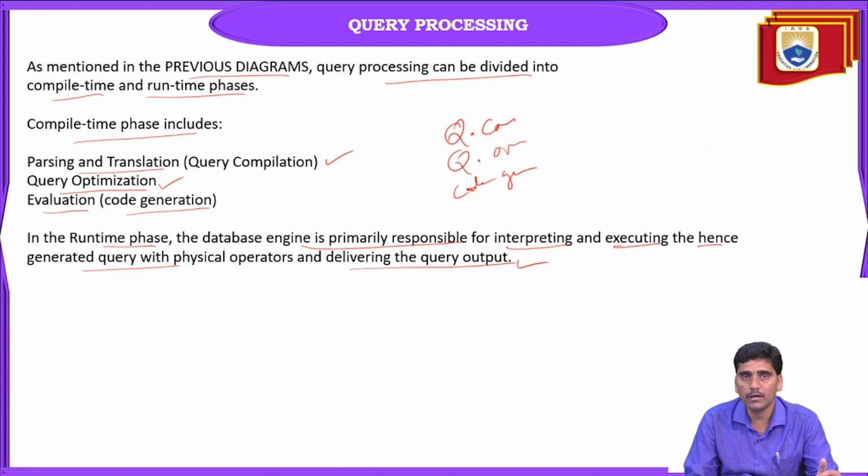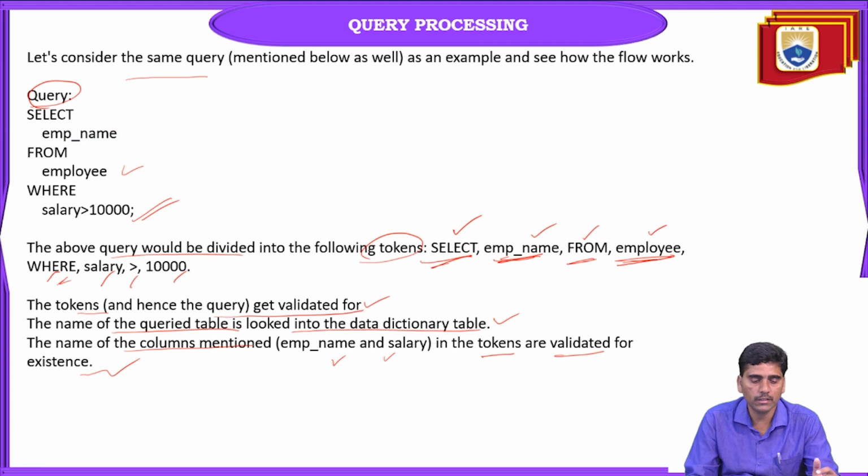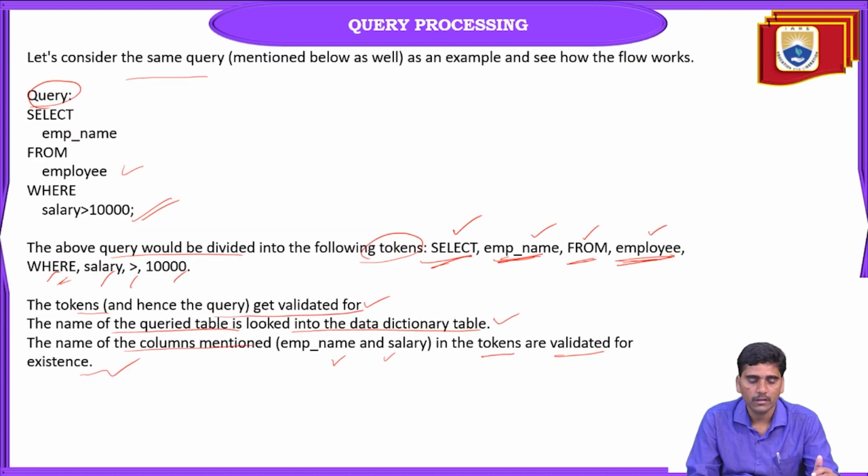Here the compile-time phases include what? Parsing and translation, which is nothing but query compilation; second, query optimization; and third, code generation. In the example we will see here, the parsing and translation phases occur: lexical analysis, syntactic analysis, semantic analysis. After that only, query optimization takes place. So how does it parse? It breaks the query down into different tokens, such as select, employee name, from, employee, and so on.